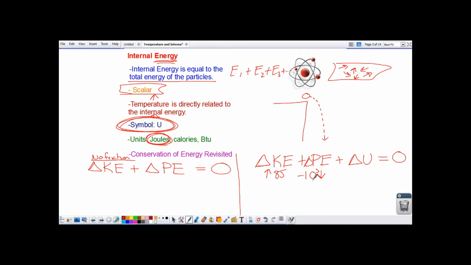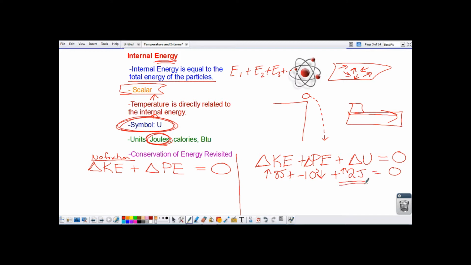Well, what else happened? The thing we've been ignoring a lot of the time is air resistance. Or if this was an object that was sliding along a surface, we've been ignoring friction, or saying that it's negligible. Now we're not going to say that. Well, what happened to that 2 joules of energy? It went into internal energy.